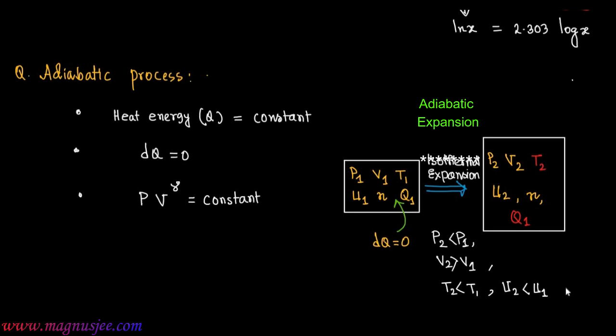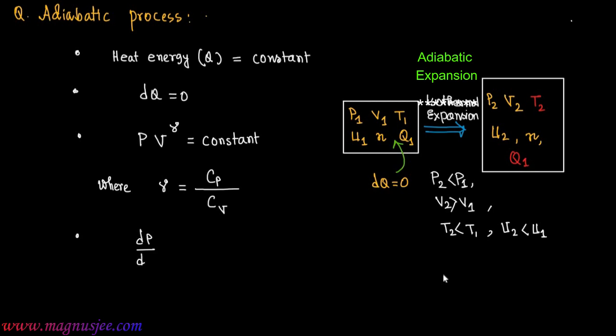For an adiabatic process or change, PV to the power gamma equals constant, where gamma is the ratio of molar specific heat of the gas at constant pressure and volume. That's why gamma is equal to Cp by Cv, where capital Cp is the molar specific heat of the gas at constant pressure and capital Cv is the molar specific heat of the ideal gas at constant volume.